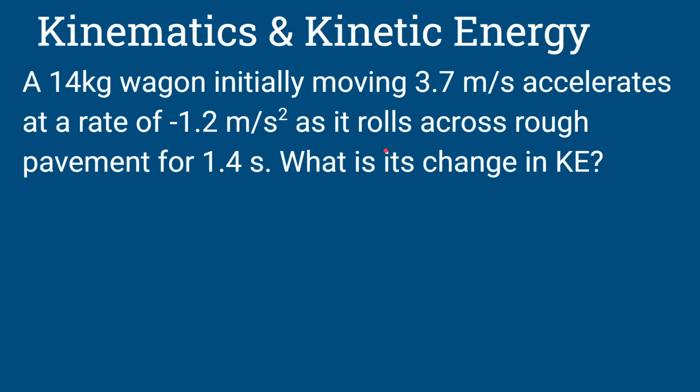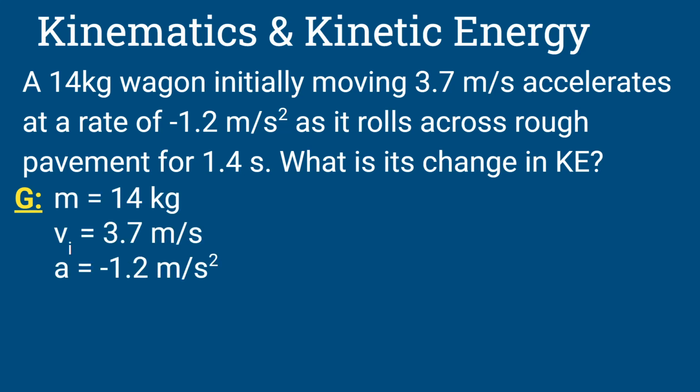All right, this one says a 14-kilogram wagon initially moving 3.7 meters per second accelerates at a rate of negative 1.2 meters per second squared as it rolls across rough pavement for 1.4 seconds. What is its change in KE? Again, label everything. We know the mass. We know the initial velocity. This time they gave us an acceleration and a time, and they want us to find change in KE, but that means I need VF. Again, anytime you're finding delta KE, you want VI and VF.